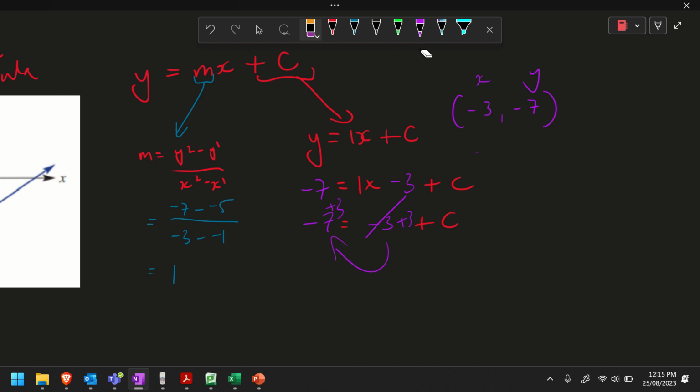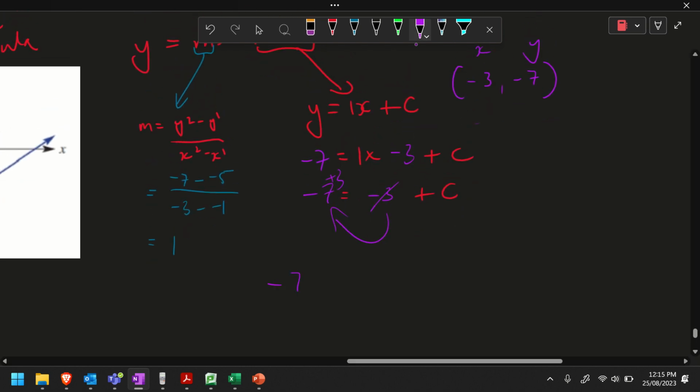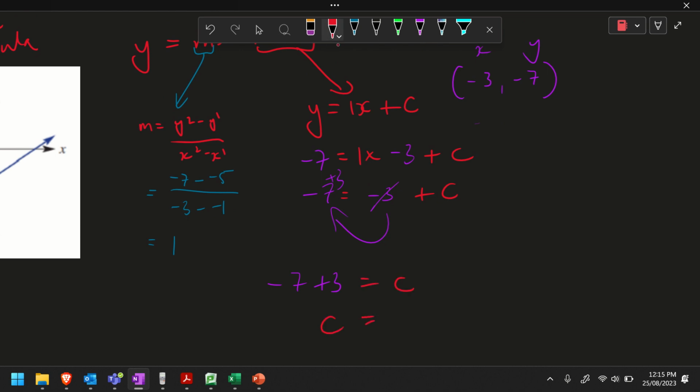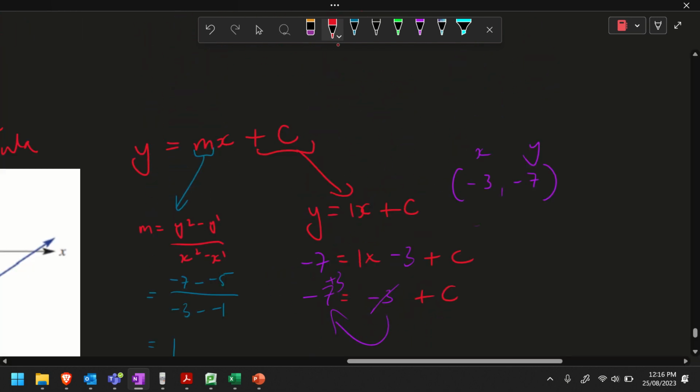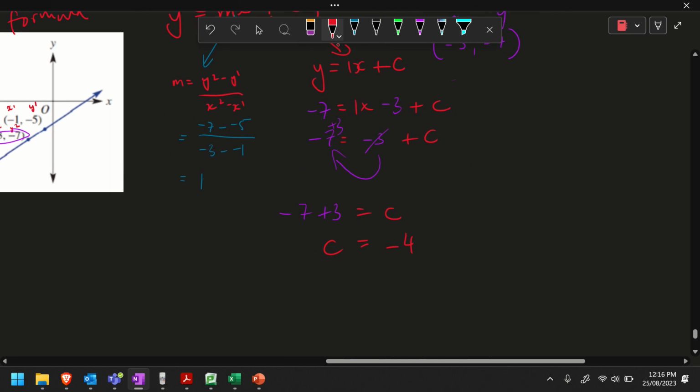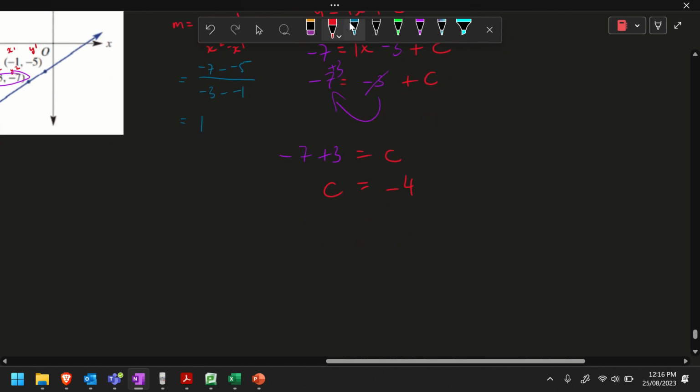So I'm going to rewrite it. It's going to look like this, yeah? Negative 7 plus 3 equals c. So what does c equal? If you don't know, it should be negative 4. Just use your calc if you're not comfortable with your actual formulas. Negative 4.